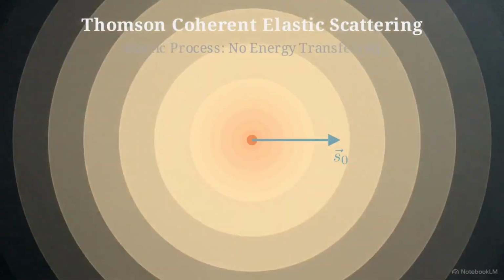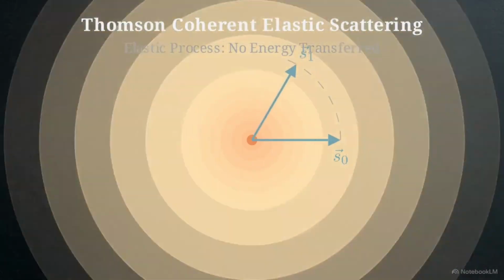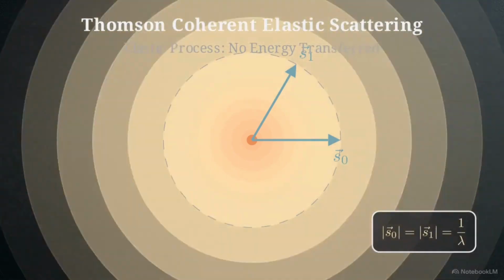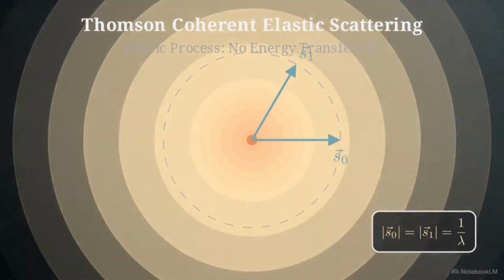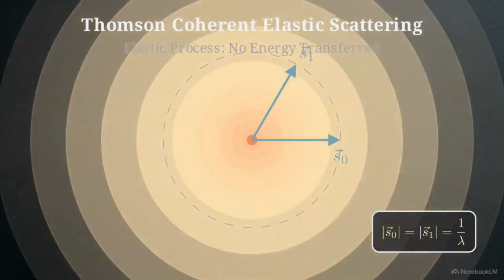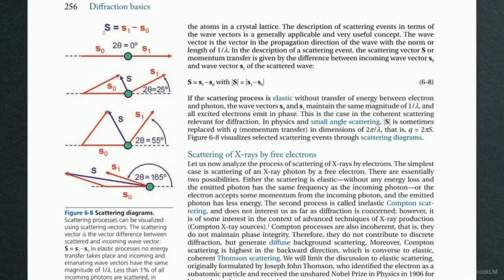Because this is an elastic process, no energy is transferred. The newly scattered wave vector, S1, maintains the exact same magnitude of 1 over lambda, preserving the critical phase relationships between the partial waves. These vector diagrams illustrate a scattering event. The black vector, S, represents the momentum transfer.